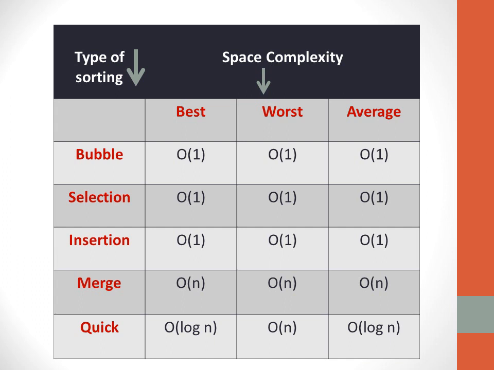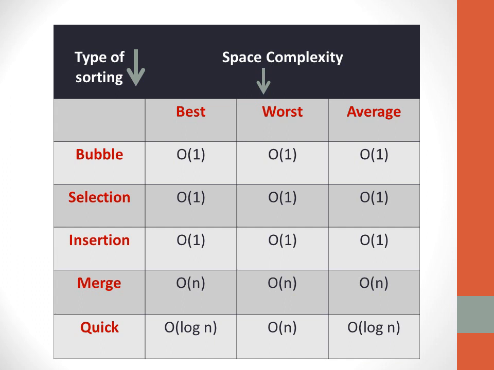So for bubble sort, O of 1 in the best case, for worst case also and average case also. For selection sort, same as bubble sort, all values are O of 1. For insertion sort also O of 1. For merge sort, they are O of n for best case, worst case and average case. Now let us analyze quick sort. In the best case it is O of log n, in the worst case it is O of n, and in the average case it is O of log n. So this is just an analysis of the space complexity answers for the different types of sorting.